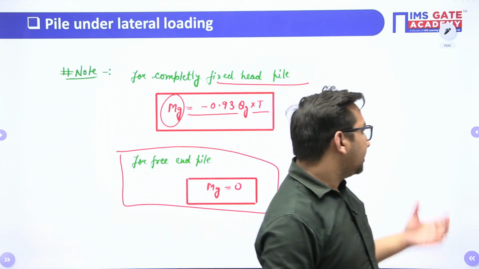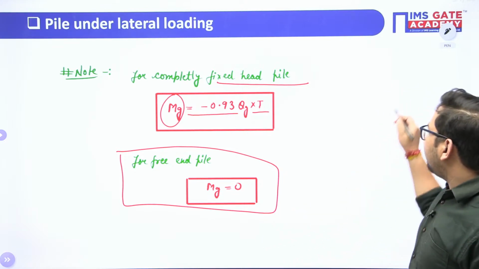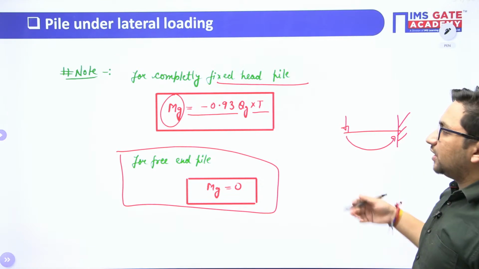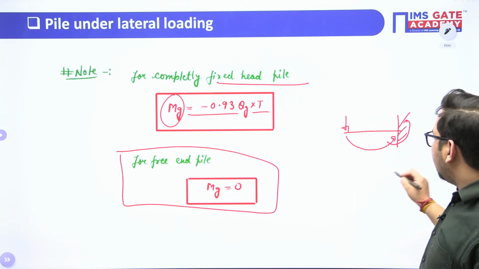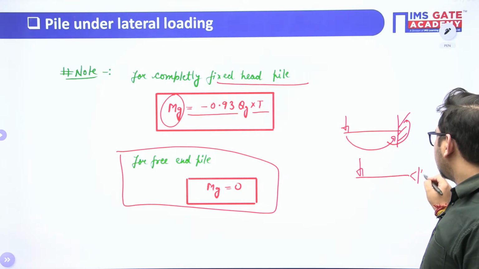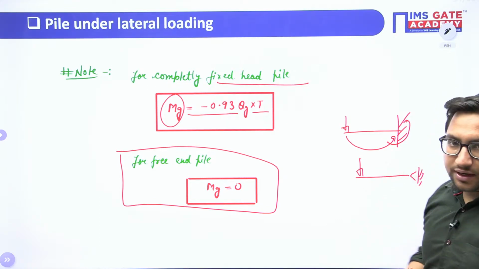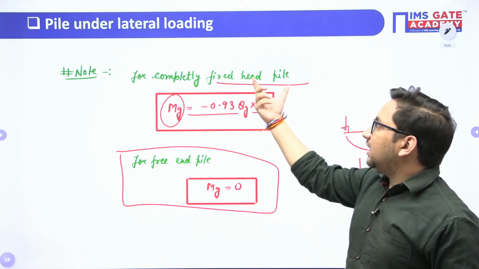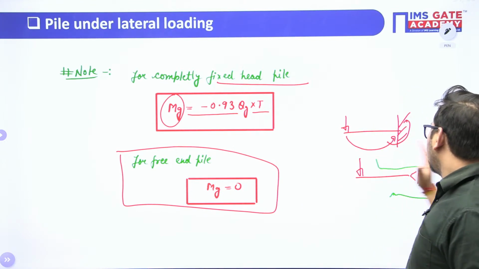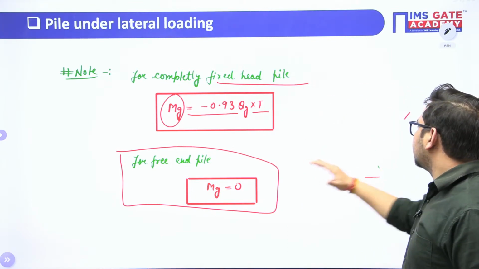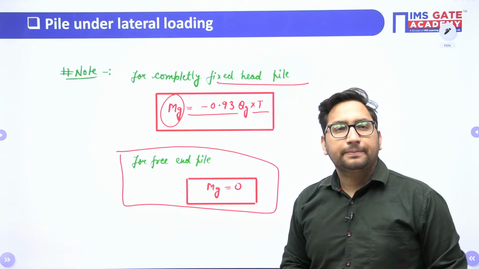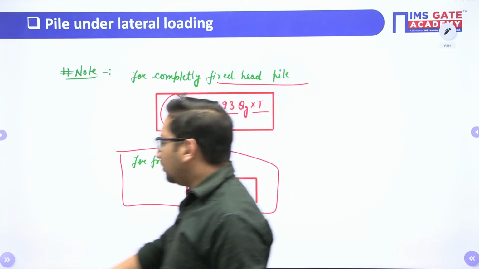You can take it like this: if you have a fixed support, definitely there will be generation of moment here, right? There will be an effect of moment here. But if this end is free, or if this is a hinge, due to this loading there will be no moment here, right? So similarly, you can remember, when the pile head is fixed, then only you will get this particular moment, otherwise it will be 0. I hope this concept is also clear, right? Okay.